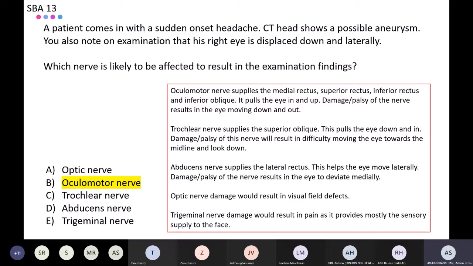And then any sort of optic nerve damage, so your second cranial nerve, would result in visual field defects. And the trigeminal nerve also supplies the eyes, but this is more sensory and would just result in pain, usually pain around the face and the skin around the eyes typically.